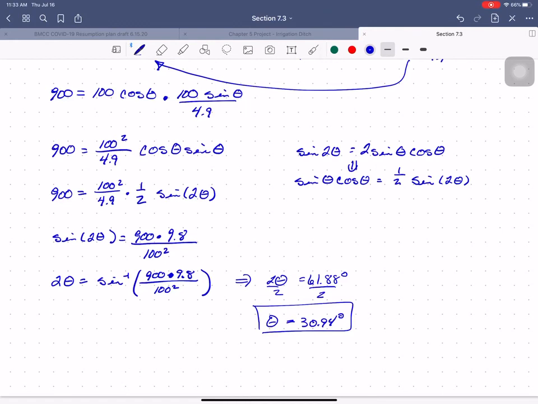All right, we're going to talk just briefly in the next video about the power reduction and half angle formulas. They're pretty straightforward. They are an outcome of the double angle formulas. And then we'll do a couple of examples.